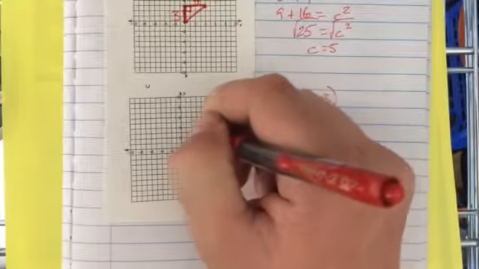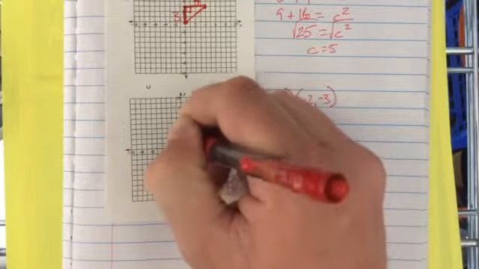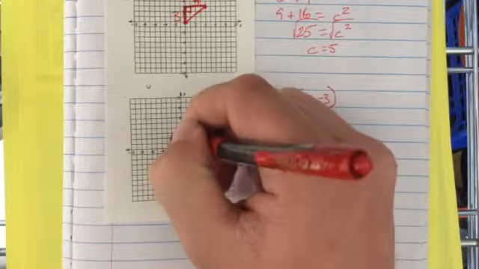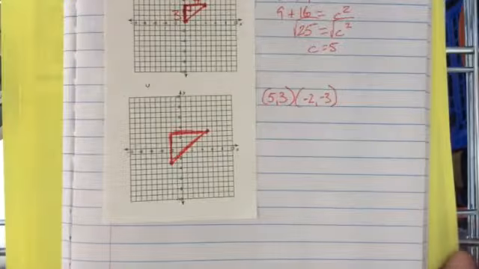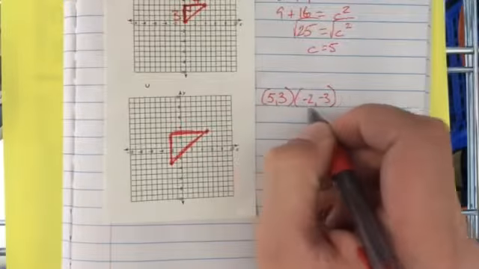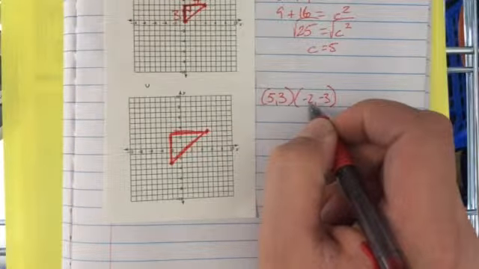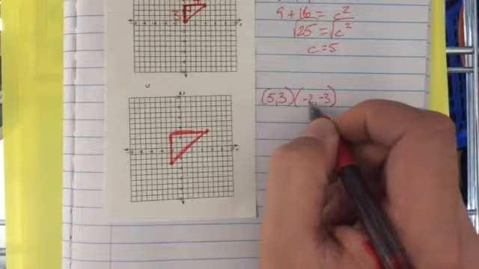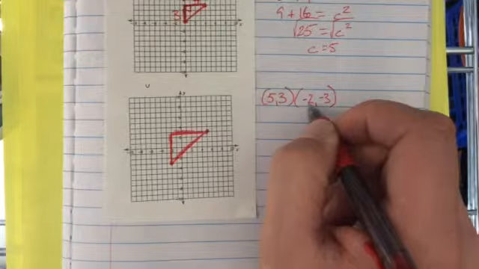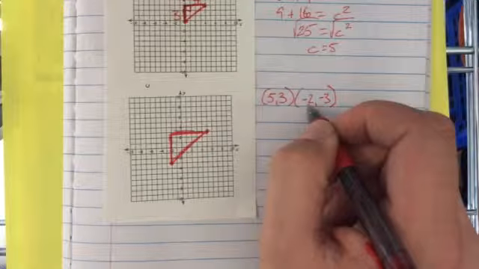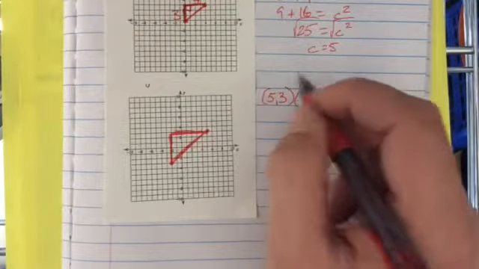And then we put our rise in. And our run in. So what's the difference between 5 and -2? 5 minus a -2. It's 7.